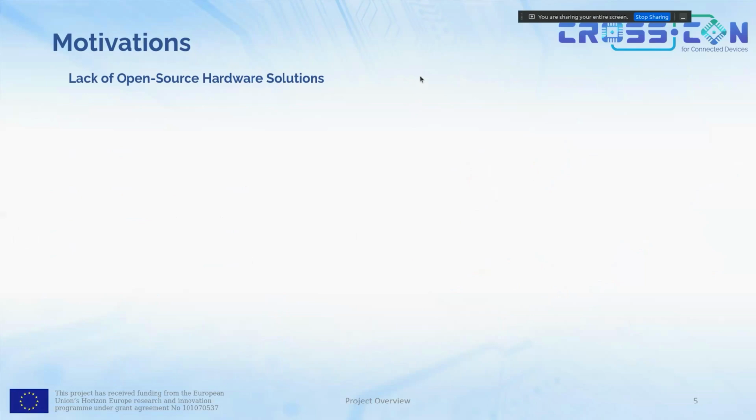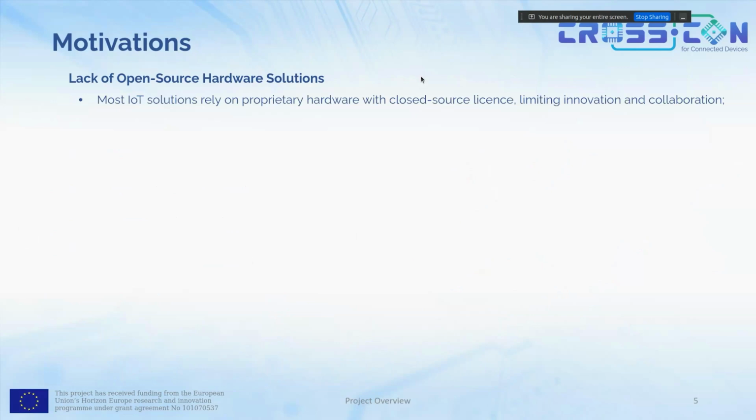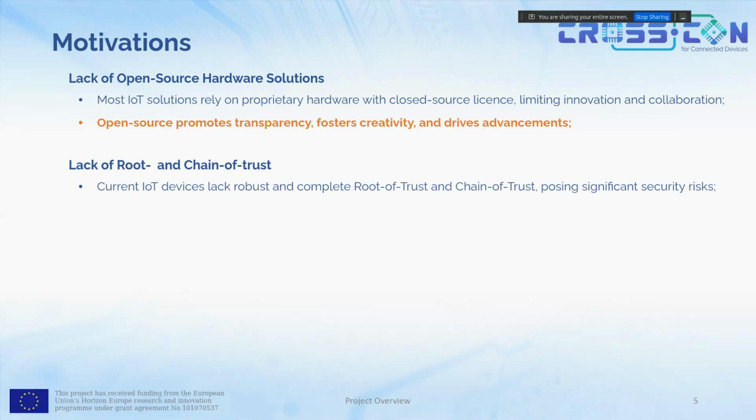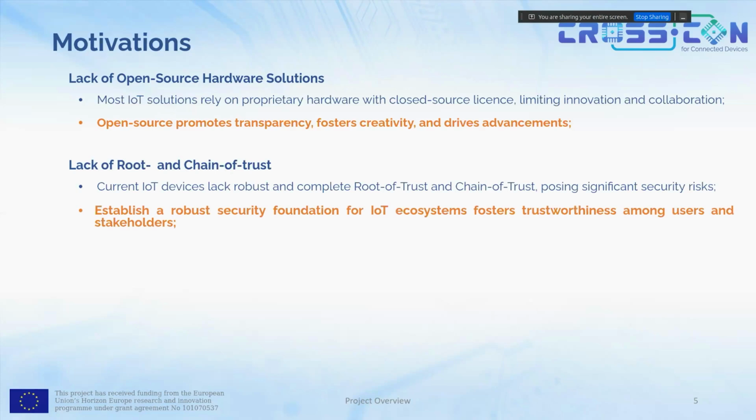in this workshop. The first one is the lack of open source hardware solutions. We have seen that most IoT solutions rely on proprietary hardware, so we aim to promote transparency and foster creativity with open source solutions. The second one is related to the root and chain of trust. Since the number of IoT devices being deployed is continuously increasing, as well as the security services that run on them, they in some cases lack a complete root and chain of trust, which poses several vulnerabilities. So we aim to establish a robust foundation.